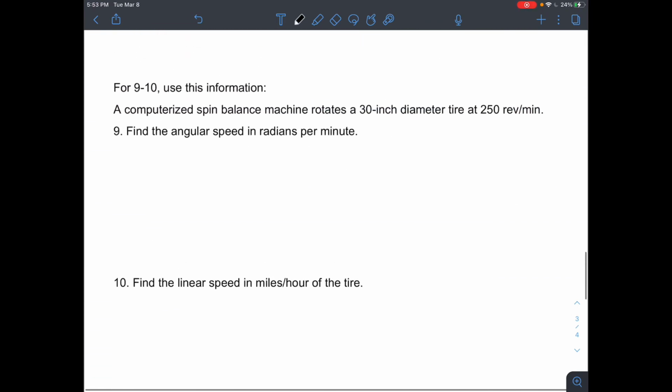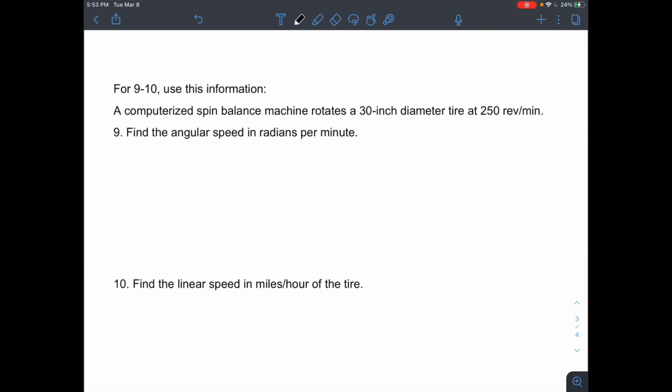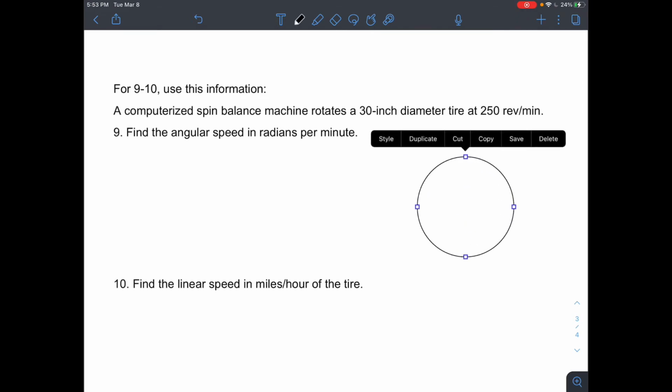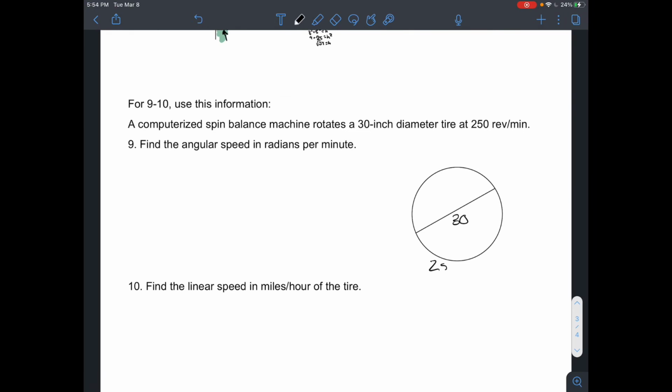And lastly, oh, not lastly, we have 2 more. One is going to be with our angular speed and then linear speed. We have the spin balance machine. Let's draw a picture. We have our 30-inch diameter. I'm going to need a calculator for this. This is unfortunate. 30-inch diameter at 250 revolutions per minute. So we want to find the angular speed in radians per minute.